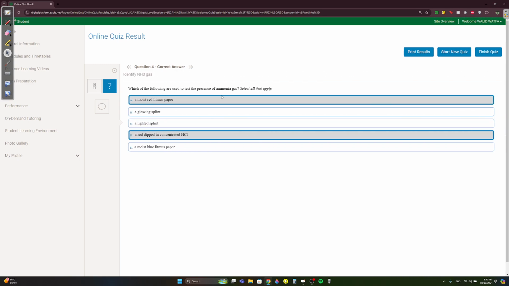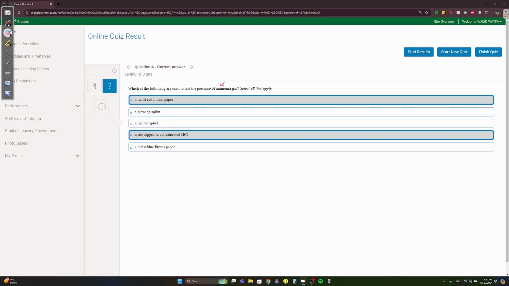To test for ammonia, of course, it will change the red litmus paper to blue. Some people will not pick this. Why? Because they see red litmus paper, and they think, oh no, ammonia is blue litmus paper. They're saying, what do you use to test ammonia? Ammonia will change red to blue, so we're obviously going to need to use a red one to change it to blue, right? A glowing splint? No, no.